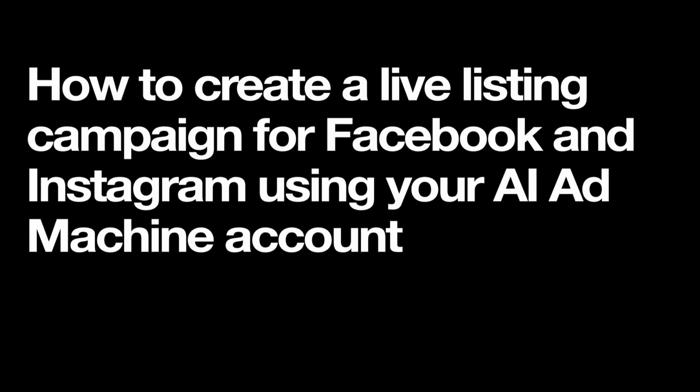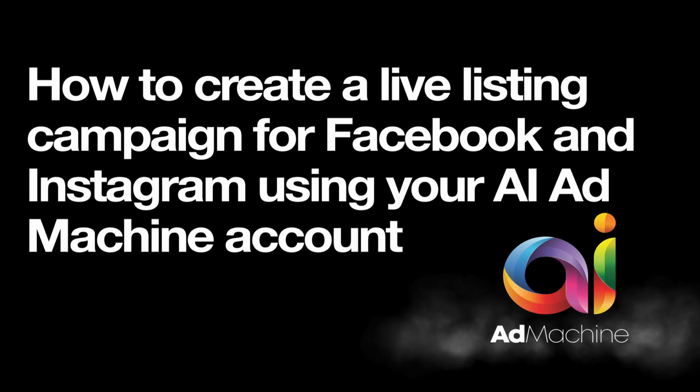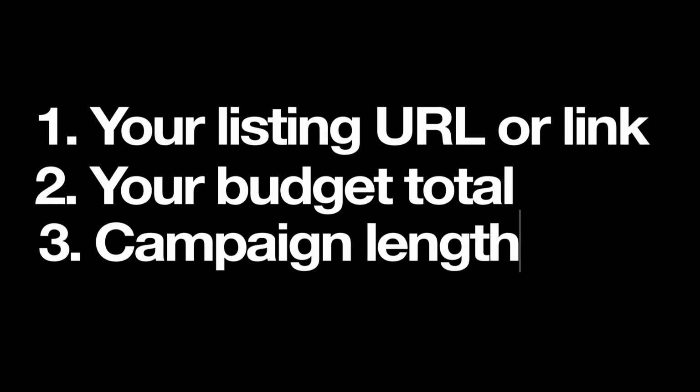In this video, I'm going to show you how to create a live listing campaign for Facebook and Insta using your AI ad machine account. There are three things that you're going to need. Firstly, your listing URL or link, and I'll give you an example of all of these in a sec. Your budget total, like what's your daily budget, how much you're going to spend. So if you're going to spend $200, you're going $10 a day for 20 days or whatever it might be, and the length of your campaign, which will be determined by your budget. But I'll talk more about that in a sec.